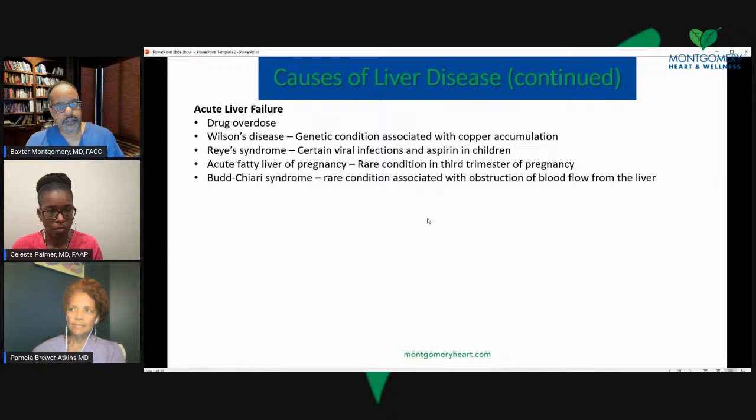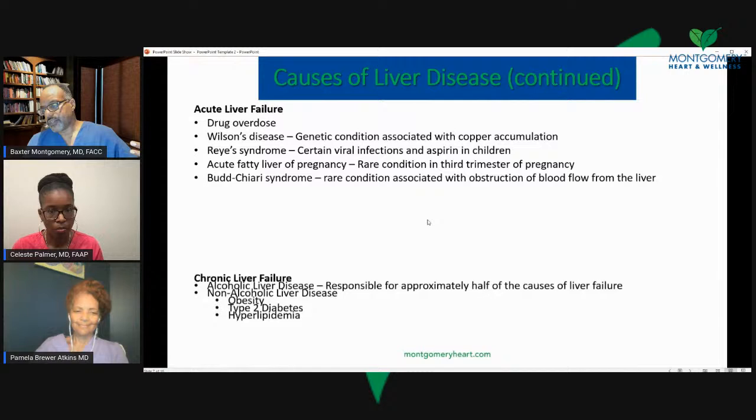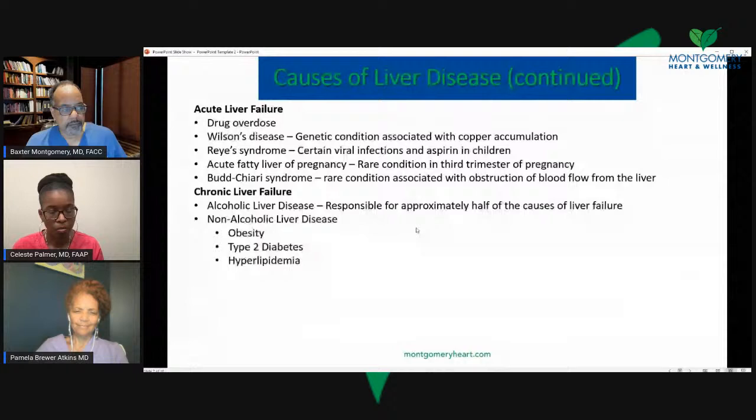Chronic, now. The titles, acute and chronic, are somewhat artificial because there's often a lot of overlap. But chronic liver failure, alcohol liver disease, we see this a lot. And it's a cumulative process.